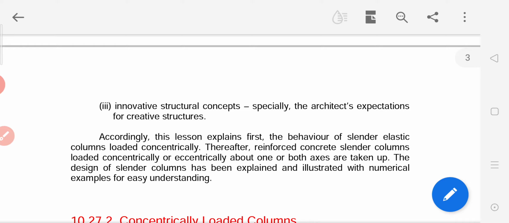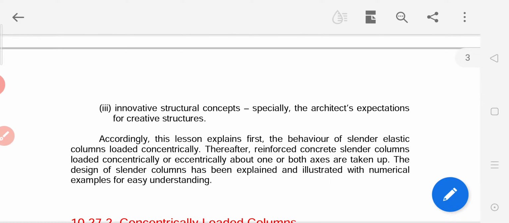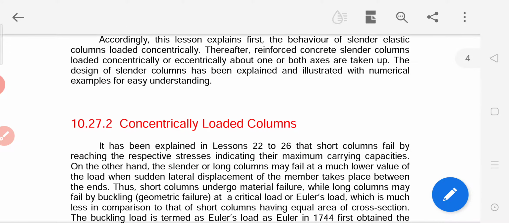Accordingly, the behavior of a slender elastic column loaded concentrically is explained first. Thereafter, reinforced concrete slender columns loaded concentrically or eccentrically about one or both axes are taken up. The design of slender columns has been explained with numerical examples for easy understanding.